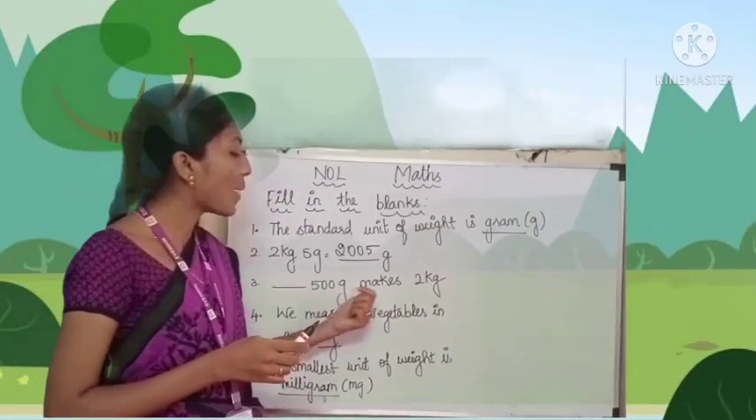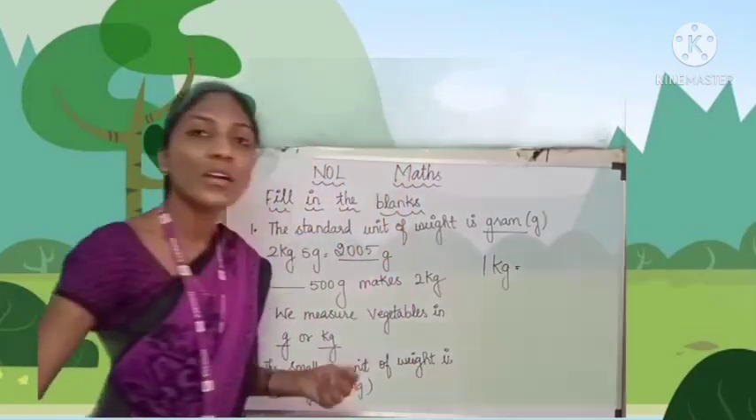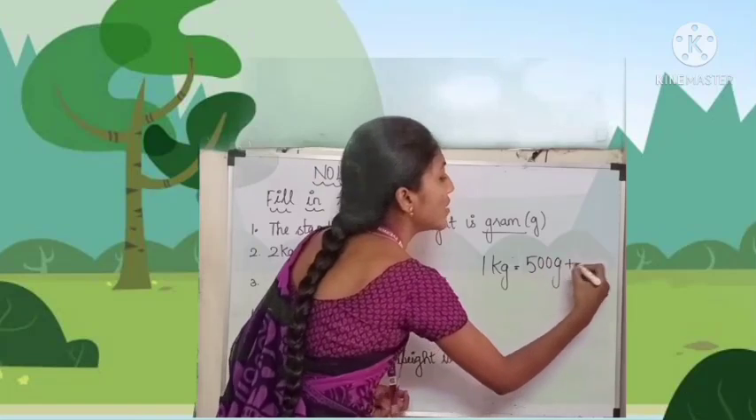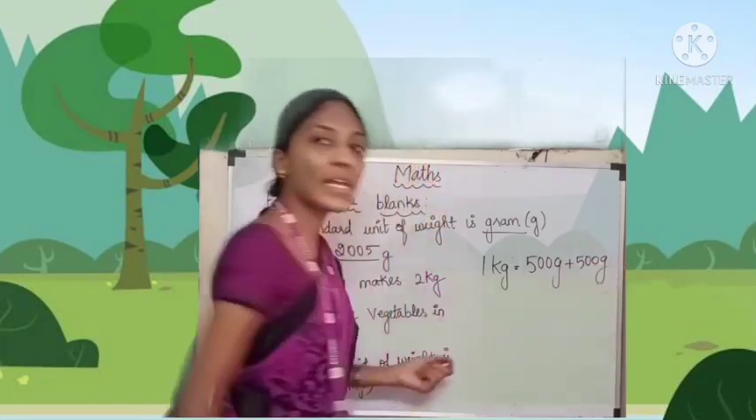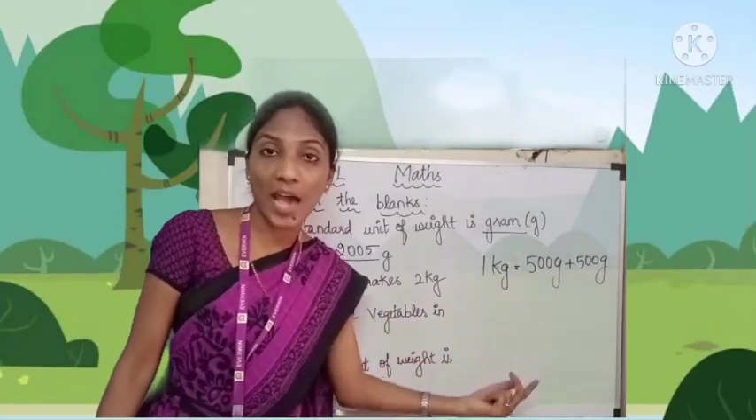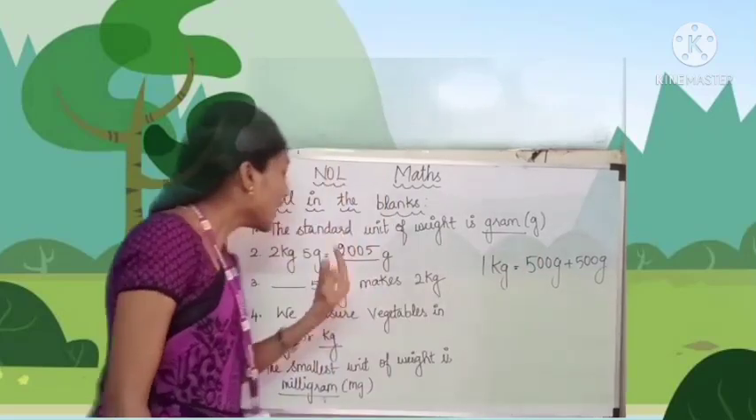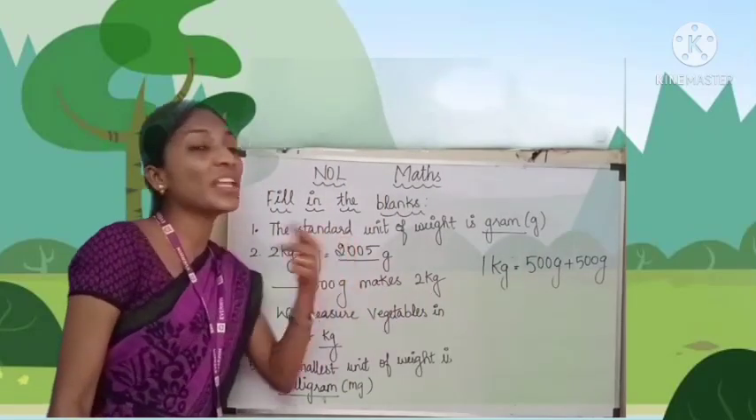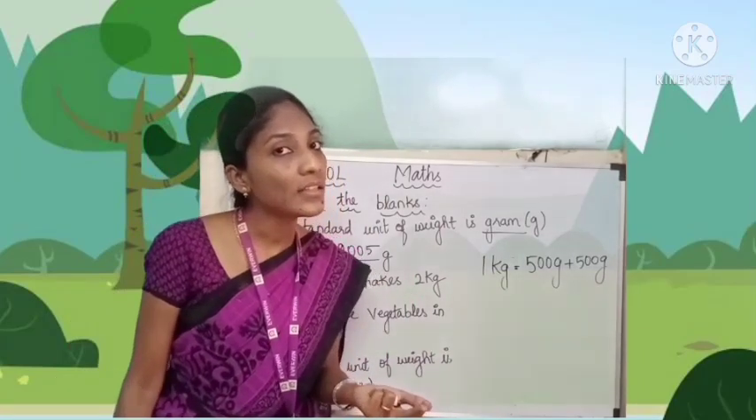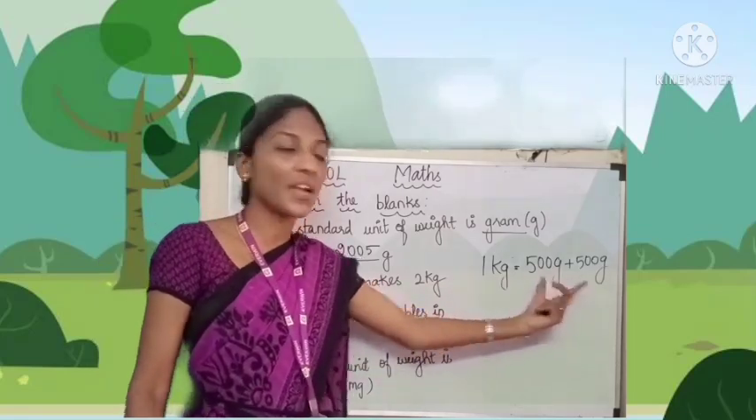Next, the third one. Dash 500 gram makes 2 kg. In 1 kg, how many 500s are there? 500 plus 500 is what? 1000. Yes, 500 gram plus 500 gram is equal to 1000 gram. So in 1 kg, 2 500s are present. In 2 kg, how many 500s are present? 4 500s.